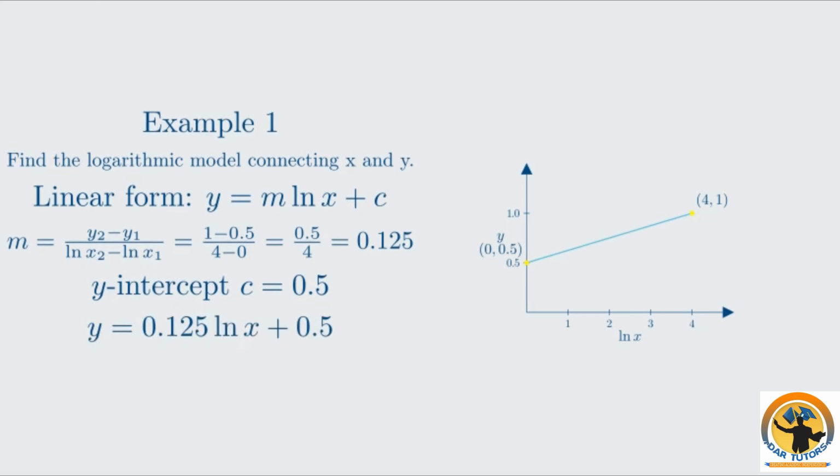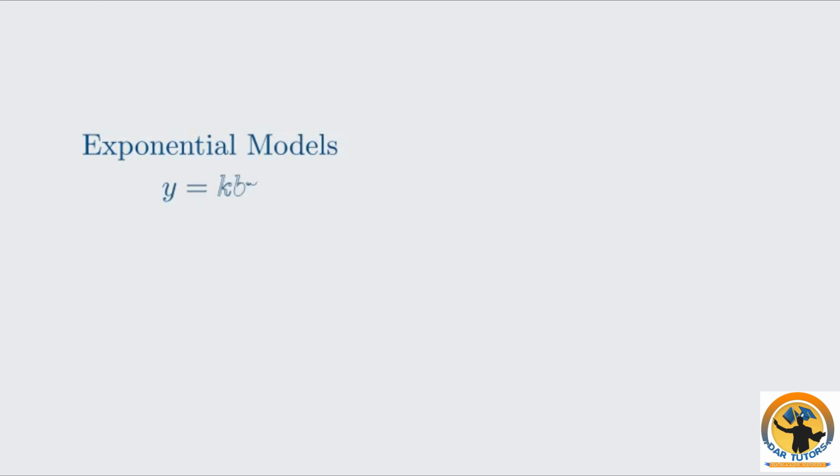Putting it all together, the linear model connecting y and ln x is y equals 0.125 times ln x plus 0.5. And that's our logarithmic model. We've used the property of data transformation to fit a nonlinear model by analyzing a linear graph. Next, let's turn our attention to exponential models. An exponential model has the form y equals k times b to the power of x, where k and b are positive constants.